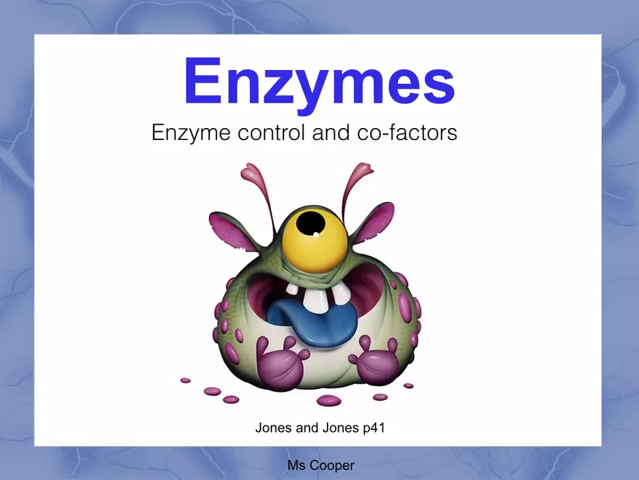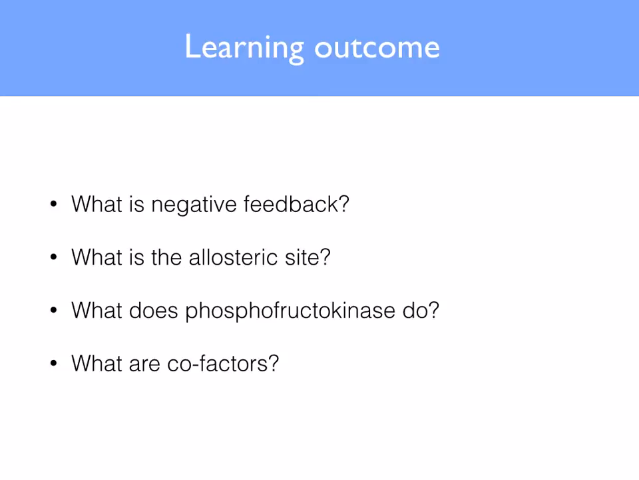In this topic, we're going to discuss enzyme control and cofactors. So, by the end of this lesson, you'll be able to answer the questions: what is negative feedback? What is the allosteric site? What does phosphofructokinase do? And what are cofactors?